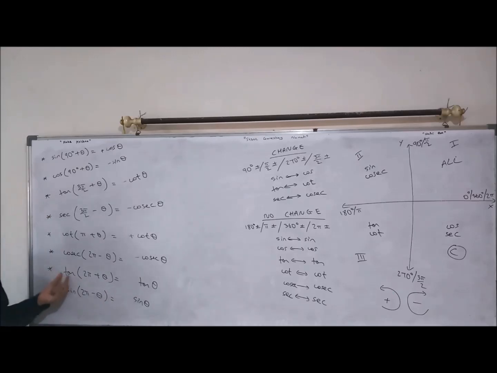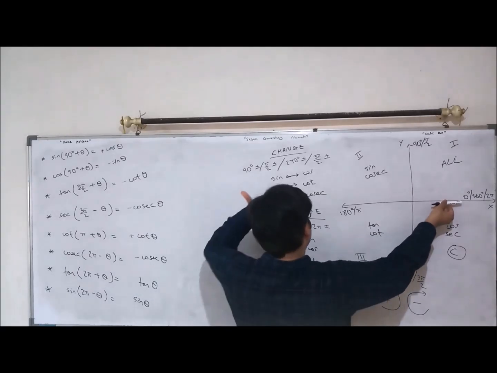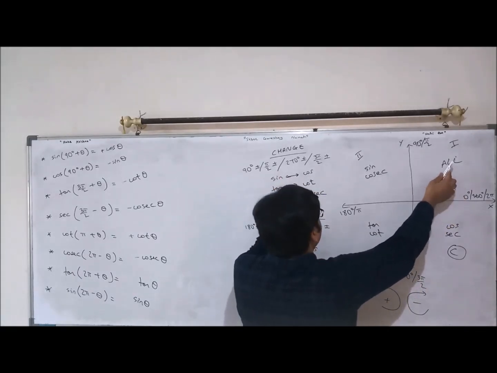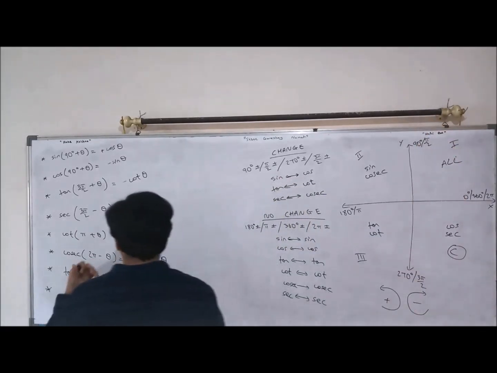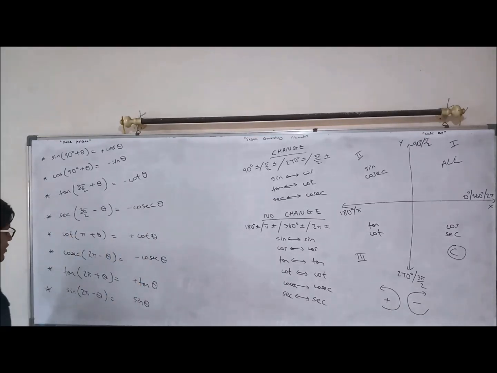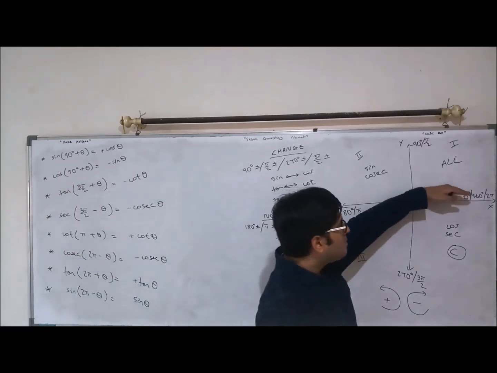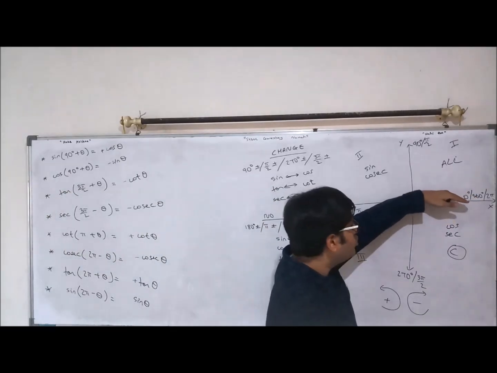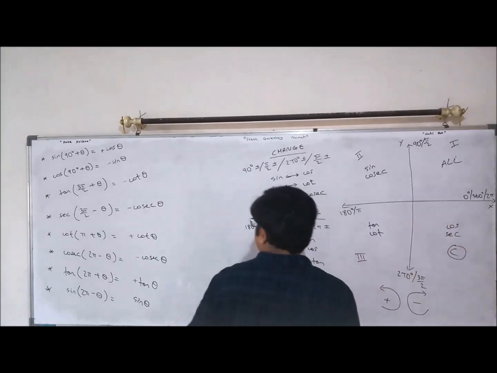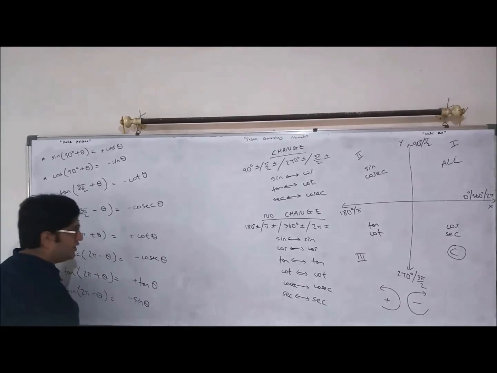Okay. Then tan 2 pi plus theta. 2 pi means you are here, plus means you are entering the first quadrant, so there all are positive, all trigonometric functions are positive, so the answer is plus tan theta. Okay. Moving ahead, sin 2 pi minus theta. 2 pi means you are here, minus means you will move clockwise, so you will enter the fourth quadrant, where the sine function is negative, so the answer is minus sine theta.